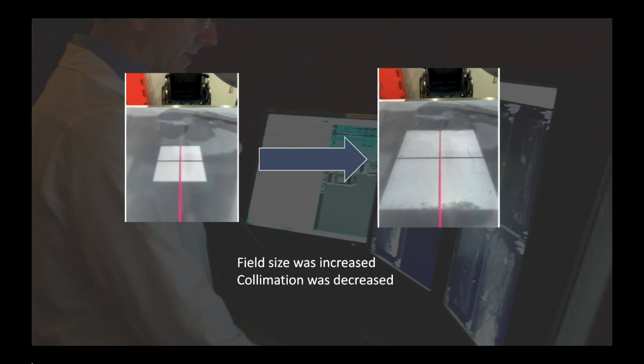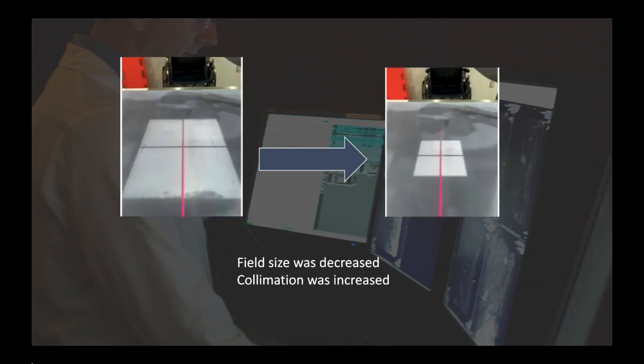So this is just a visualization of these terms. In the first image, we're starting off with a small field size and we're expanding it. So that means that our field size was increased, but our collimation was decreased. And the opposite here, we're going from a larger field size to a smaller field size. So field size was decreased and collimation was increased.